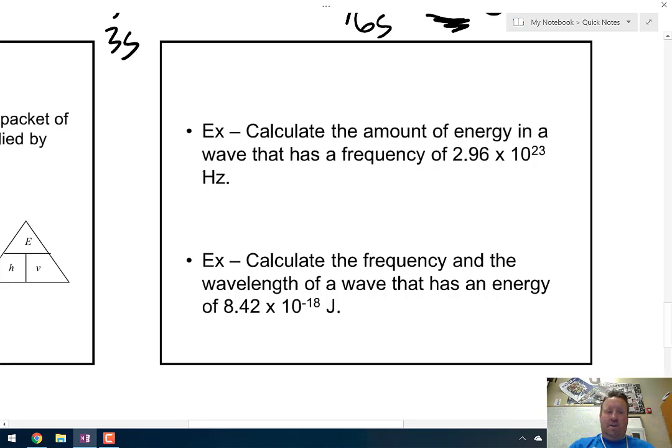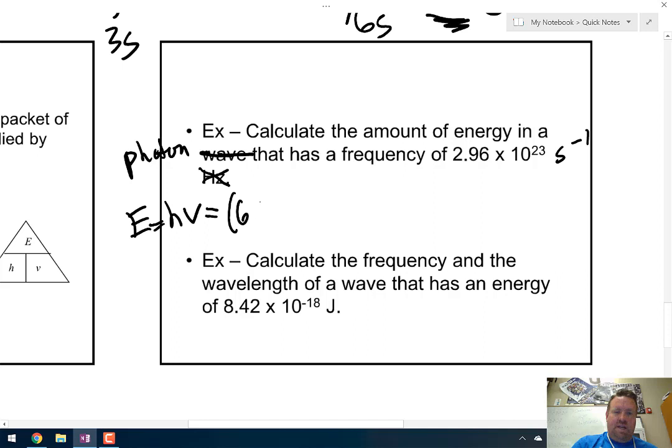Now, when I see hertz, to make it easier on myself, I just write seconds to the -1, and then when it cancels, it makes it a lot easier. So calculate the amount of energy in a wave. It really should say not in a wave. It should say in a photon that has a frequency of that number. So we know that energy is equal to Planck's constant times the frequency. So Planck's constant again is 6.63 times 10 to the -34th.